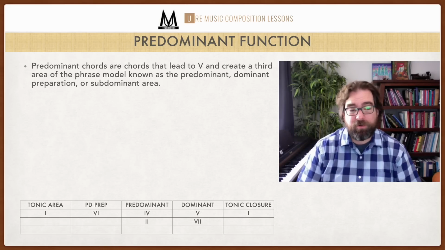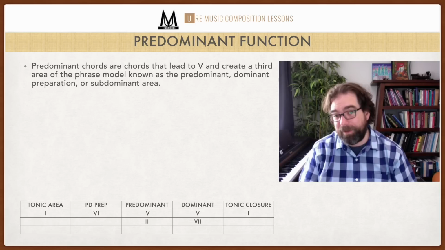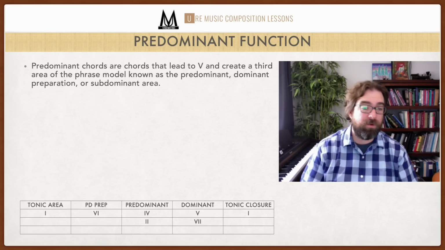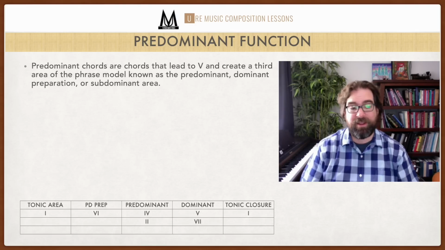So the predominant chords are chords that lead to 5 and create a third area of the phrase model known as a predominant. Some people call it the dominant preparation, or some call it the subdominant area. Any one of these terms is correct. I typically refer to it as a predominant area.